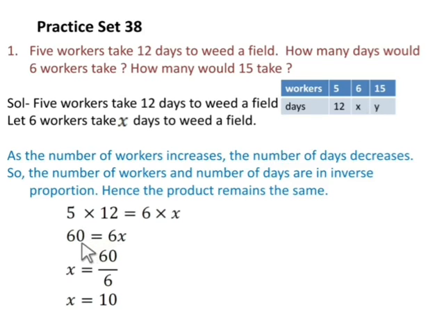Now 5 12s are 60, 6 multiplied by X is 6X. Now here 6 is in multiplication, on the other side it will come in division. So you will get here X is equal to 60 divided by 6. Now when you divide 60 by 6, you will get 10. That is, here 6 workers will take 10 days to weed the field.